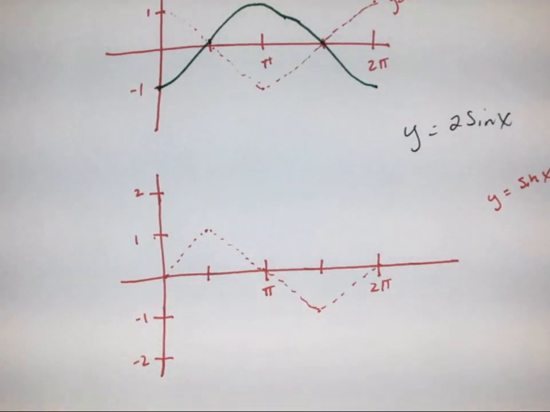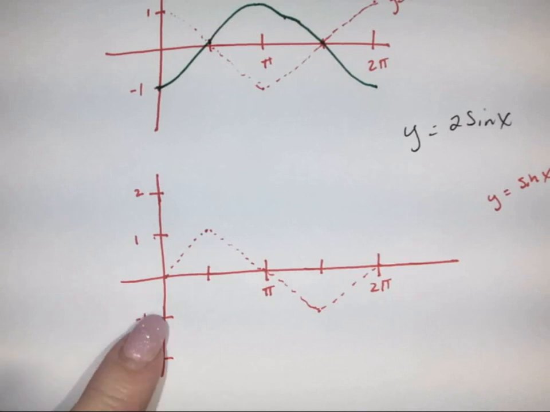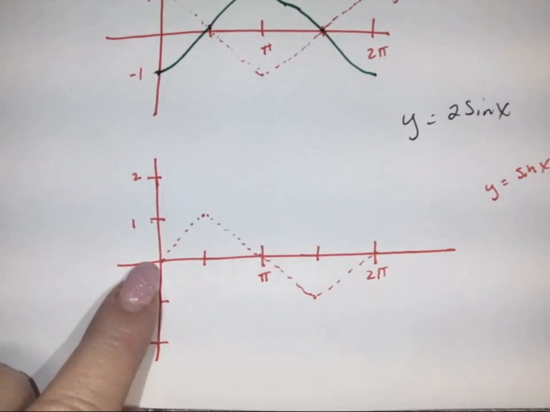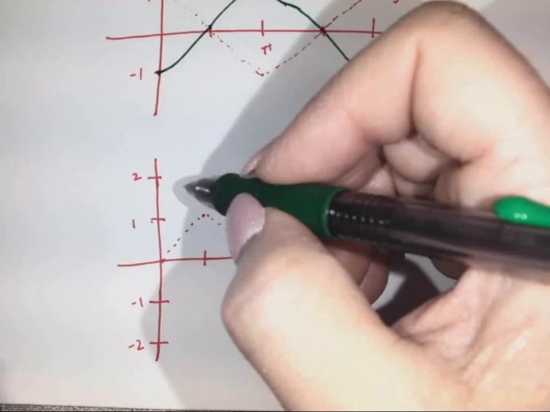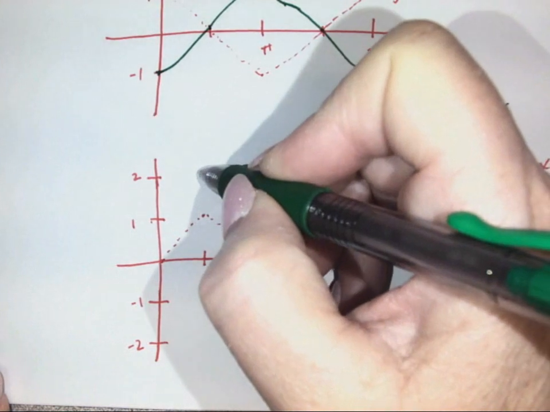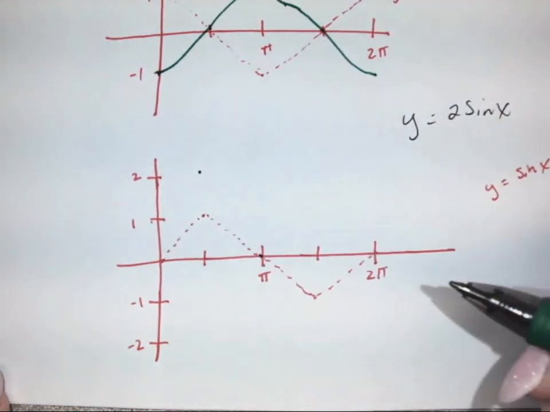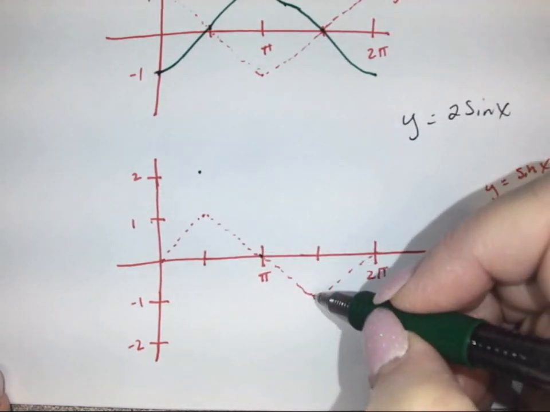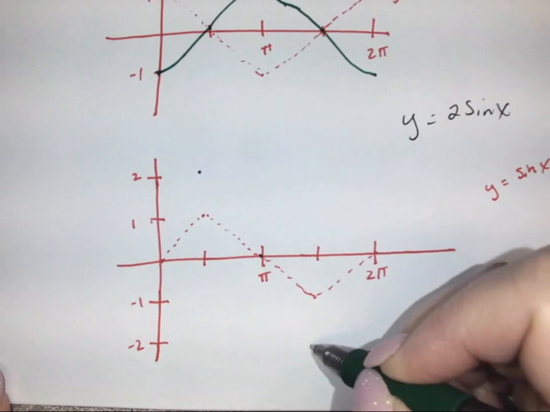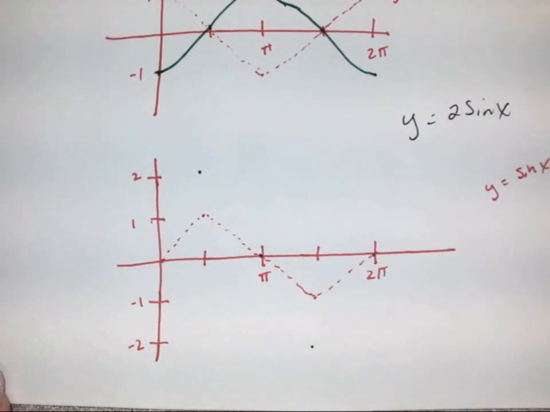All right, now if we're multiplying by 2, that means each value gets multiplied by 2. Well, 0 is still 0. But 1 times 2 would get me to 2. This will still be at 0. Negative 1 times 2 would get me down to negative 2. And then we're still at 0.